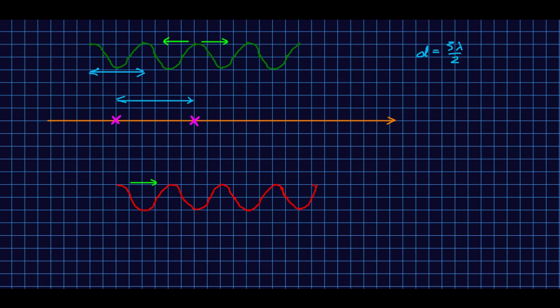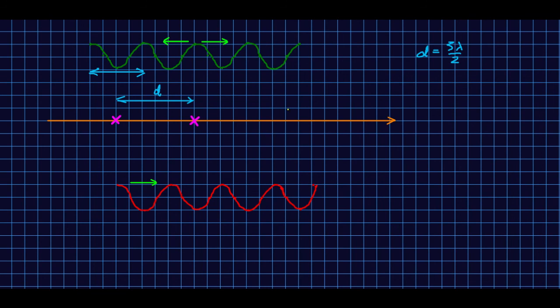And we could go through the argument again for some points in here between the sources, and we would find again that there would be places where we would see full integer wavelength path length difference, and so those would be areas of constructive interference. And we would see other places with half integer path length differences, and so those would be destructive. But now let's look out here.